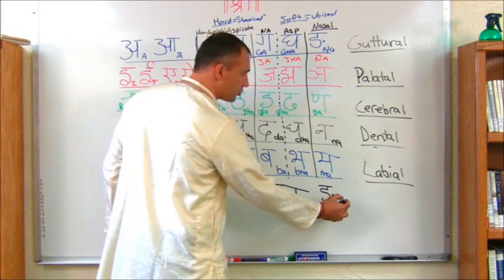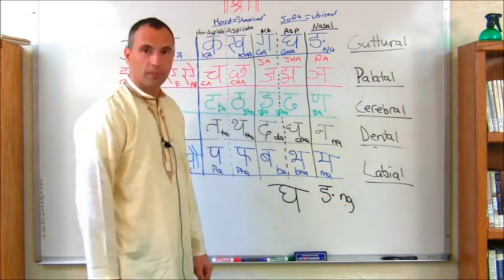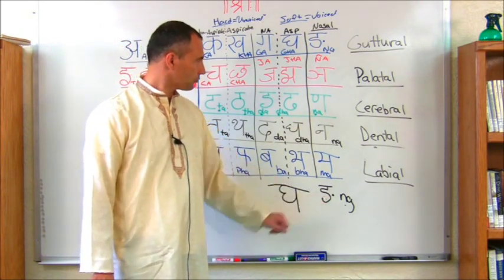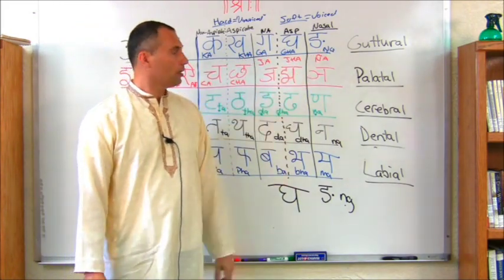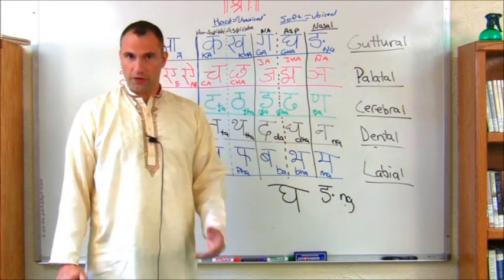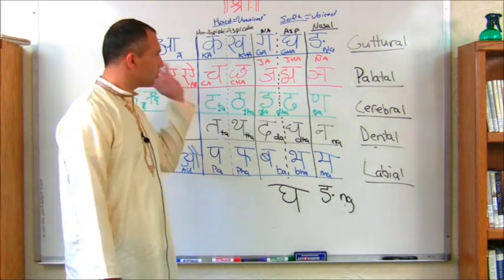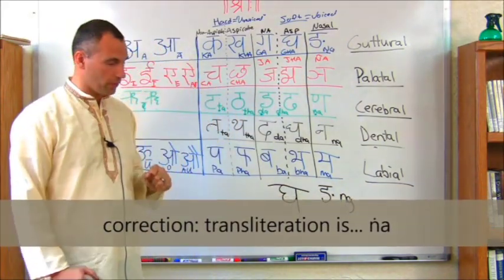In the transliteration, nga. Okay? K, K, G, G, nga. And nga is also related to this fierce Bhairava, this Shiva energy. Okay, so this whole row of gutturals has a warrior energy.